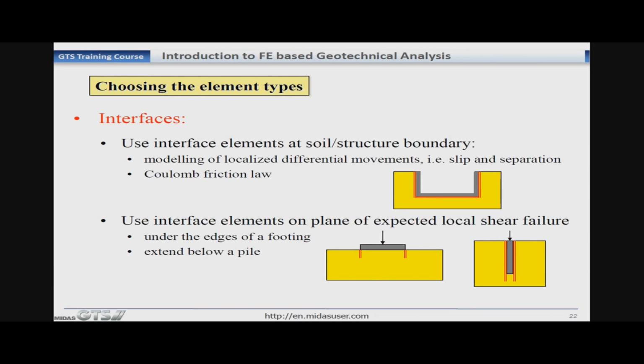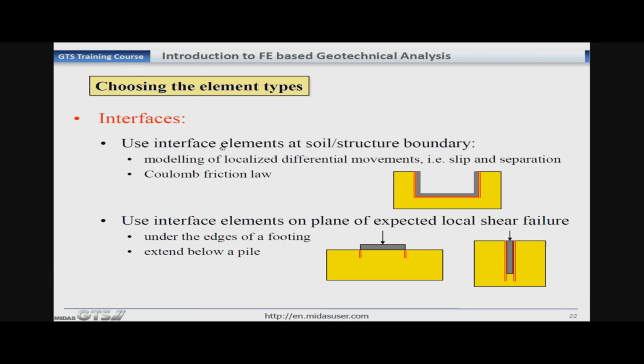So now let's talk about the interface. As I said before, sometimes we need to model the interface between two types of ground, or structure and the ground. And the most typical example of such an interface is between the piles and the adjacent ground. So you can see that these are the places where we need to model the interfaces.